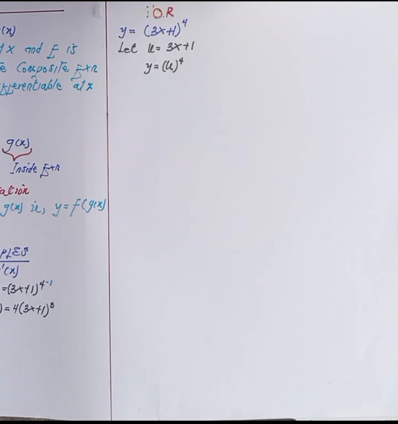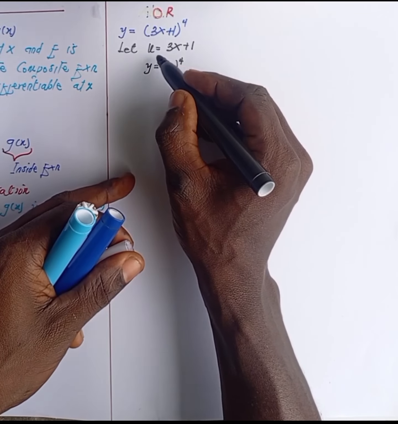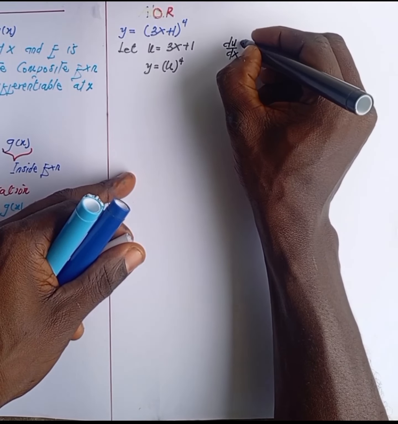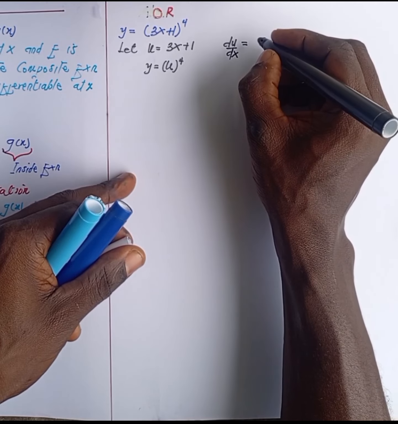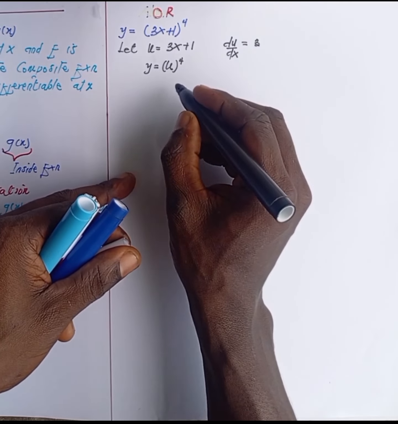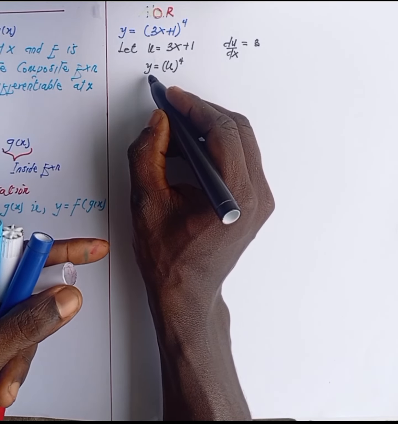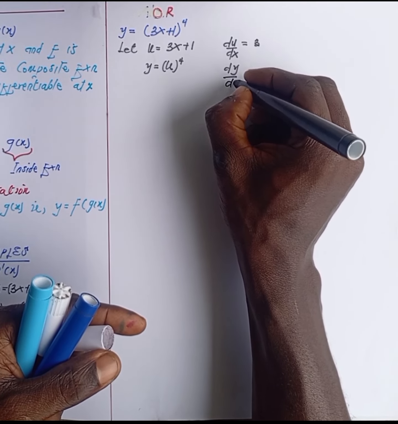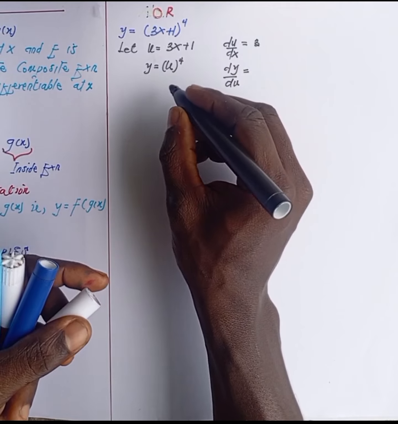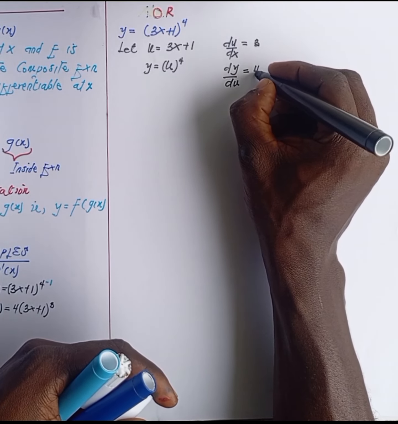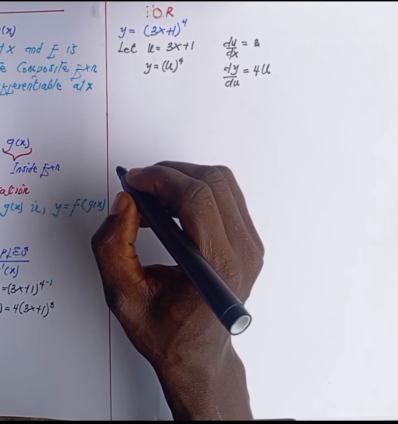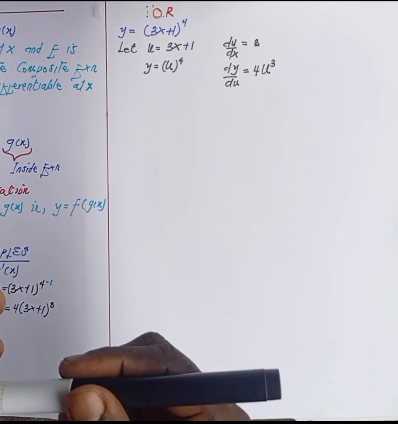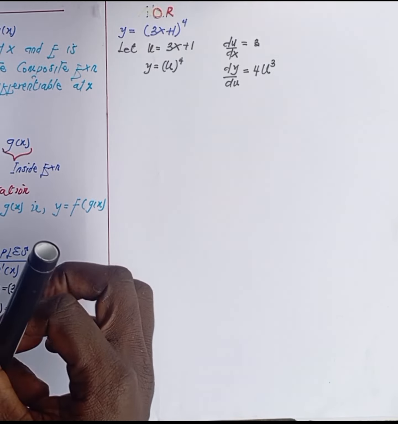Now what we are going to do here is differentiate the function u with respect to x. So we are going to get du dx. When we differentiate 3x, we are going to get 3. And then we are going to differentiate the function y with respect to u. So it's going to be dy du. When we differentiate u exponent 4, you bring the 4 down and subtract 1 from the exponent, and we get 4u exponent 3. After that, we just write the formula down and then we do our substitution.